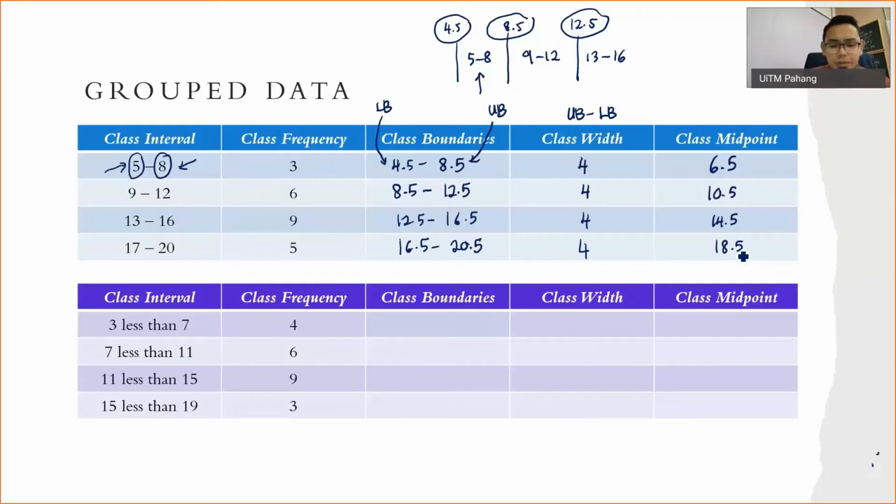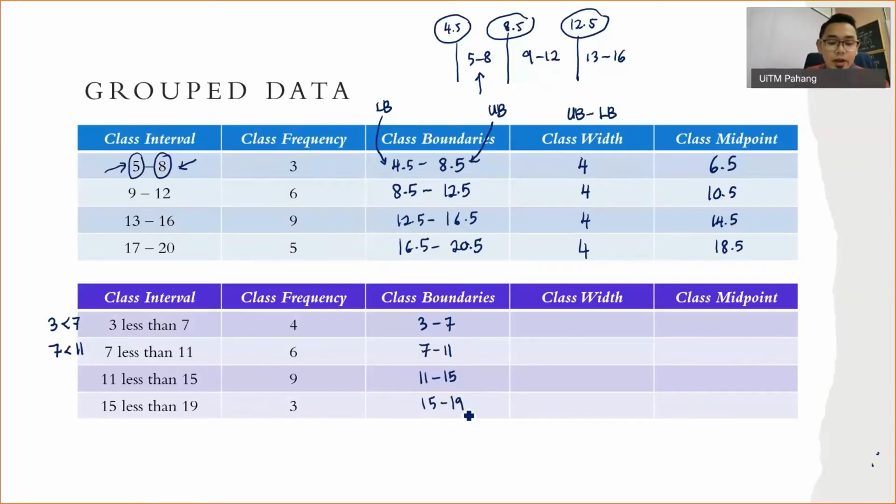Now suppose we have this type of interval, for example, 3 less than 7, 7 less than 11, or sometimes written in this form, 3 less than 7, 7 less than 11. When we are given this type of data, these are actually the class boundaries already. So the class boundaries in this case are 3 to 7, then 7 to 11, then 11 to 15, and the last one will be 15 until 19. So these are already the class boundaries.